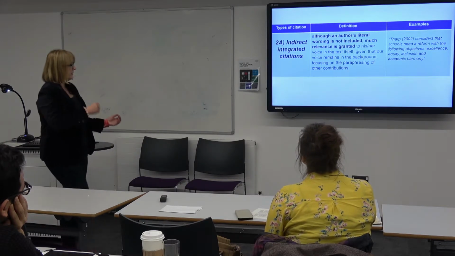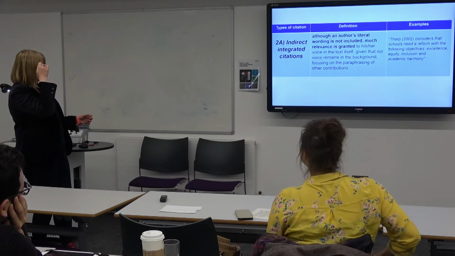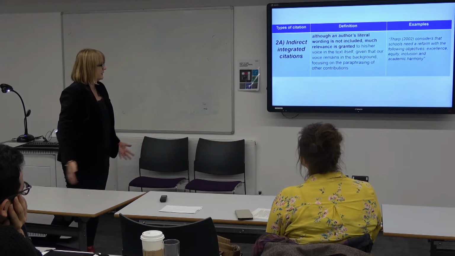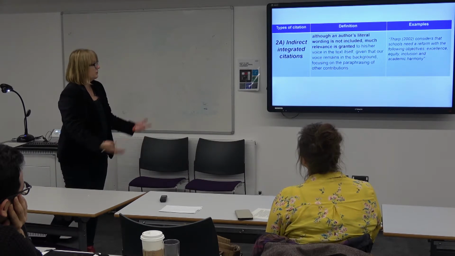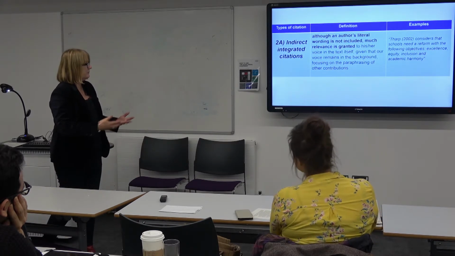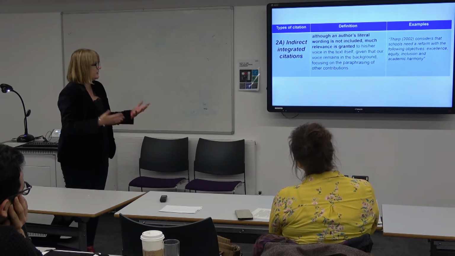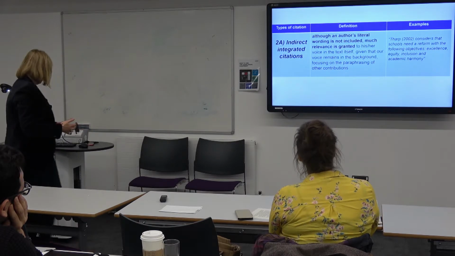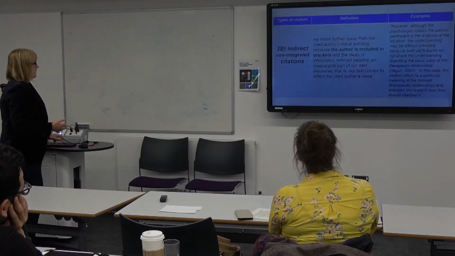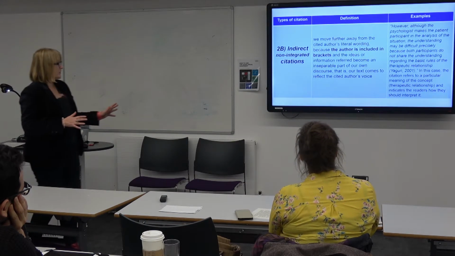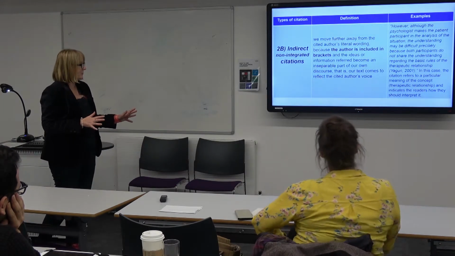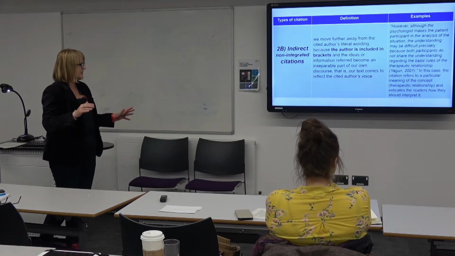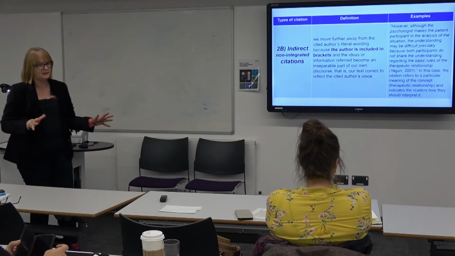Tharp considers that schools need a reform with the following objectives: excellence, equity, inclusion, and academic harmony. So you're giving credit to the person that you're quoting, and you're providing a definition, or you're providing the reader with what you understand by what that person is offering. Now, none of these are right or wrong, I have to say, because there are certain parts of the text where citing in a different way has most relevance.